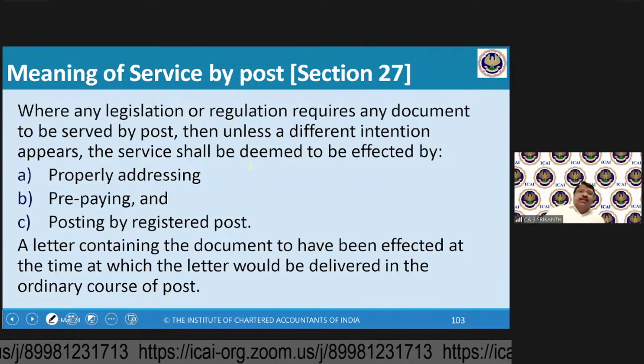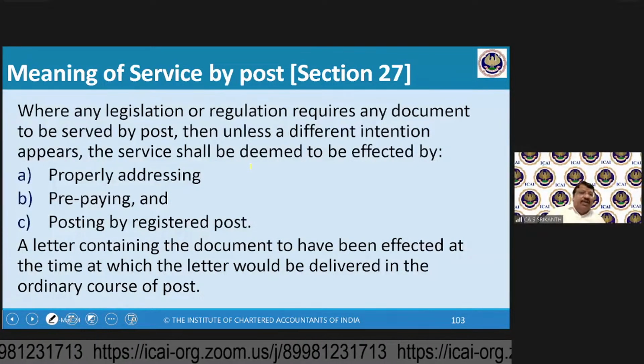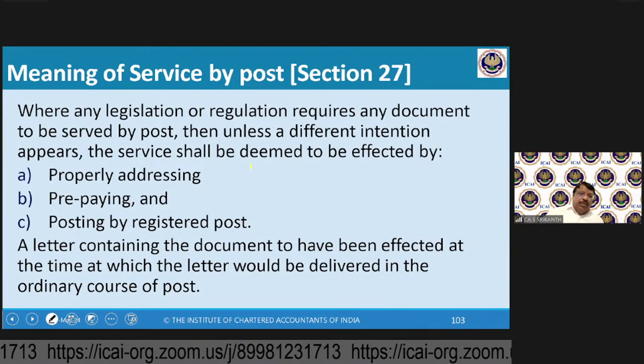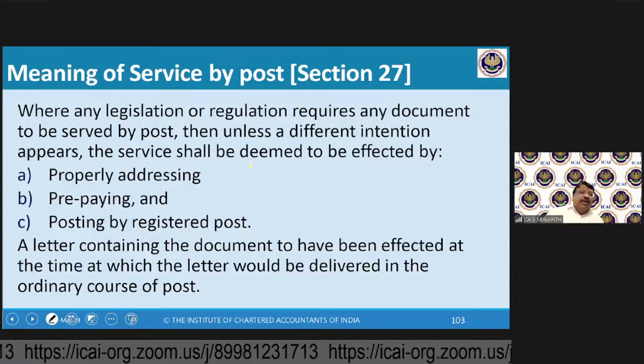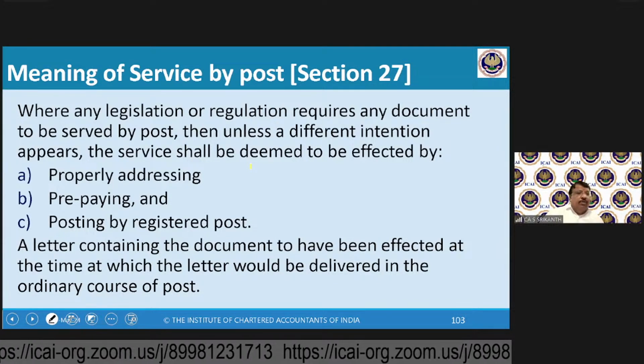So whenever a legislation says something should be served by post, then it should be deemed to be effected by properly addressing, prepaying, and posting by registered post a letter containing the document, and to have been effected at the time at which the letter would be delivered in the ordinary course of post.